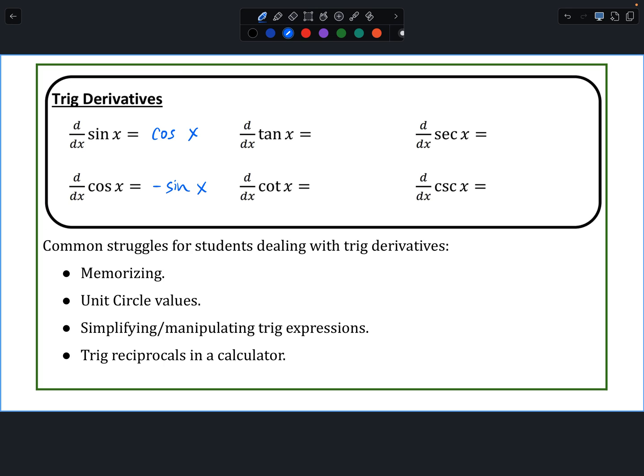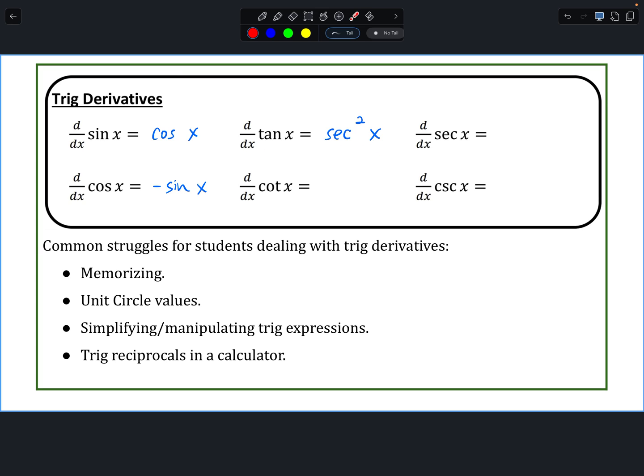Well, obviously, secant squared x. Now, sine and cosine are kind of like opposites, right? Don't think of it that way, but that's how I thought about it in my brain. Tangent is secant.